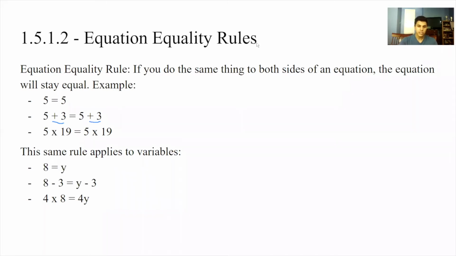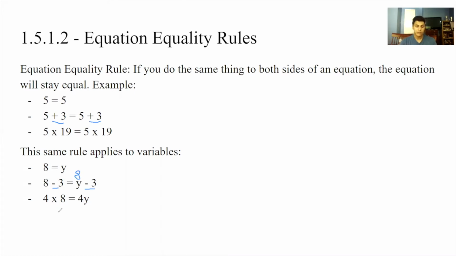So if I had the equation 8 equals y, and I subtracted 3 from both sides, so I have a minus 3 and a minus 3, this side becomes 5 because 8 minus 3 is 5, and this side becomes y minus 3. So it simplifies to 5 equals y minus 3. But I know this is still equal because of my equation equality rule. And because we know that 8 equals y, if we just put an 8 here instead, it would still be 8 minus 3. And then same thing here.